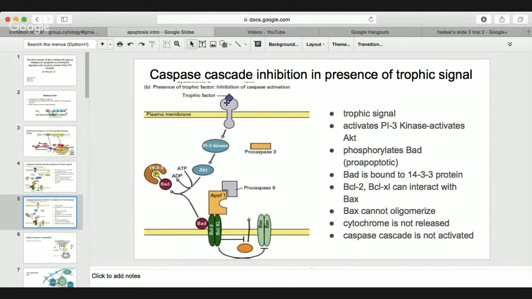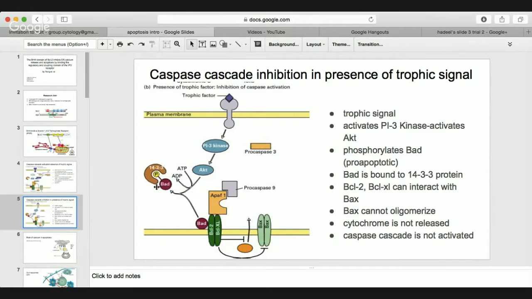When a trophic signal binds, it activates the PI3 kinase, which is short for phosphoinositide 3 kinase. PI3 kinase then activates the AKT, which is a downstream effector of the signaling cascade. AKT is also called protein kinase B. AKT then phosphorylates the pro-apoptotic protein BAD. This phosphorylated BAD then forms a complex with the phosphoserine binding protein 14-3-3.